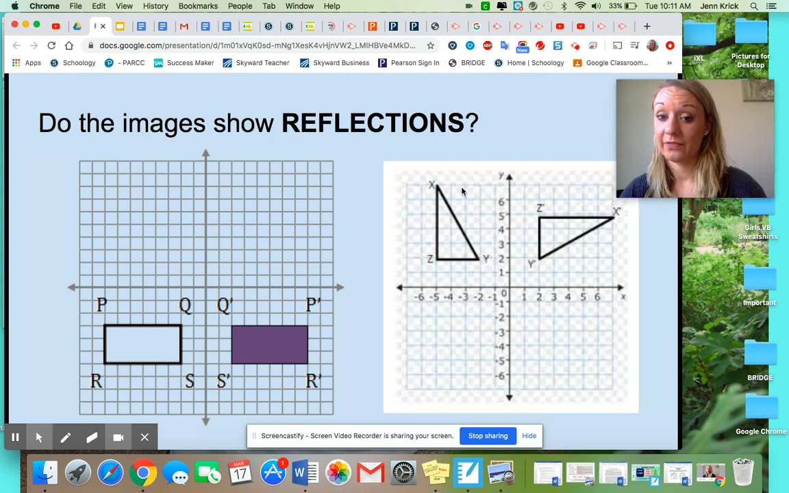Remember that when we reflect, it has to be the equal distance from that line of reflection. If you look over at your white image though, hopefully you could see right away, that didn't just flip, that also turned. A turn is called a rotation. So that is not a reflection. That is a rotation. So you would say, nope, not a reflection.